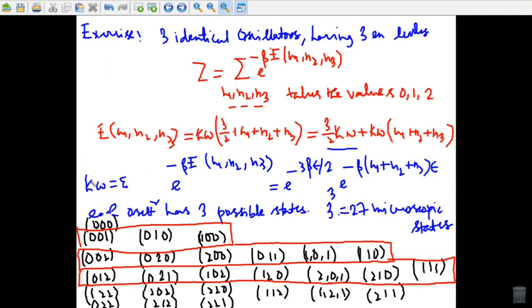So in order to find the partition function, we have to sum over all states of the system, and each oscillator has three possible states below the given.